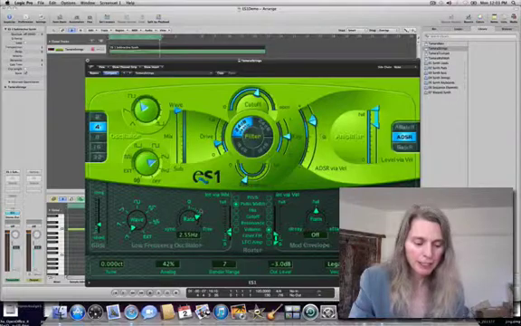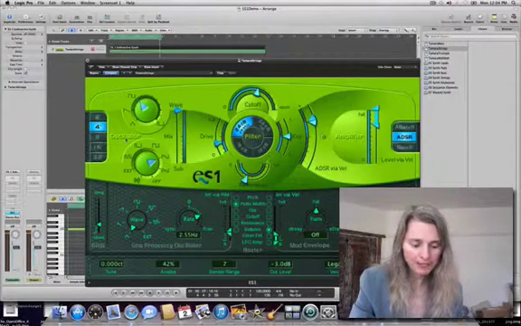And this time the routing, the direction, is from the low frequency oscillator to the oscillator.